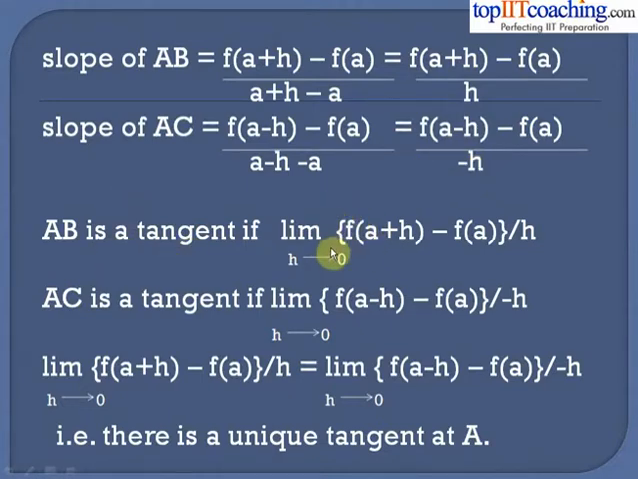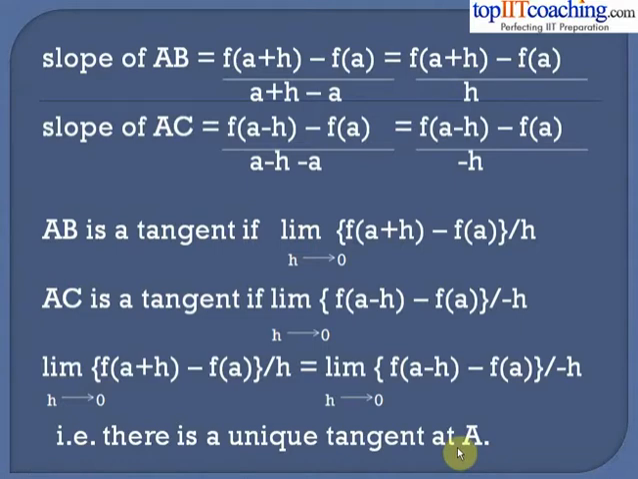If we take the limiting value of the slope of AB, that is f(a plus h) minus f(a) divided by h when h tends to 0. Similarly, AC is a tangent. If we take the limiting value of its slope, that is f(a minus h) minus f(a) divided by minus h, here again h tends to 0. And if the limiting value of f(a plus h) minus f(a) divided by h is equal to the limit of f(a minus h) minus f(a) divided by minus h when h tends to 0, then we say that there is a unique tangent at the point A.